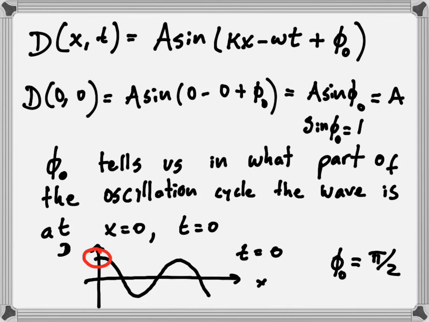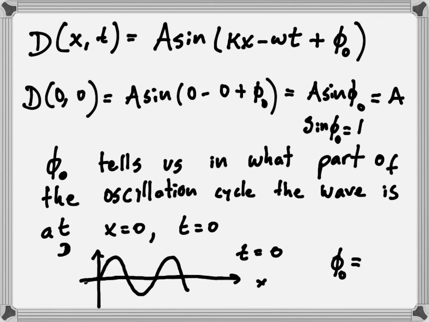So if we know that the initial phase of this wave is pi over 2, we know how the wave starts. We know what the wave looks like at t equals 0 and x equals 0. The oscillation of the point x equals 0 at t equals 0 will be at the top, at the maximum amplitude, when the initial phase is pi over 2. That's why I said that phi naught tells us in what part of the oscillation cycle the wave is at the specific point x equals 0, t equals 0. If the initial phase is pi over 2, we know that the wave at x equals 0, t equals 0 is at the top of the oscillation.